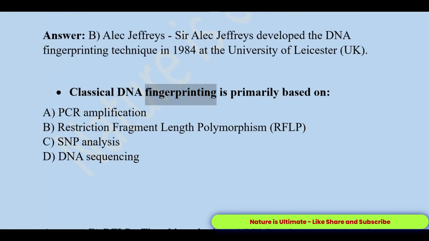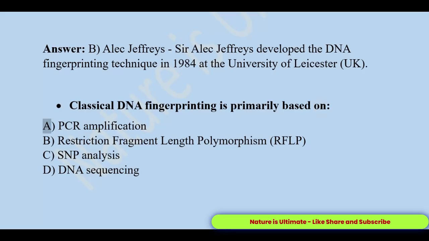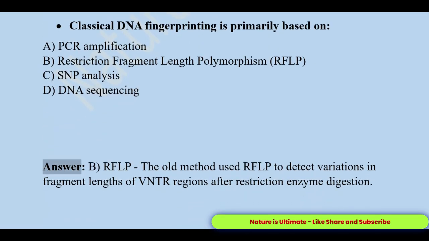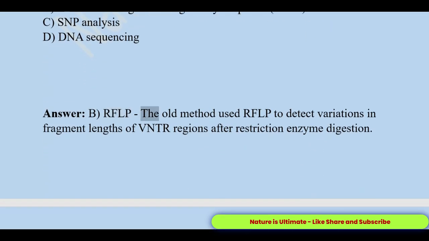Classical DNA fingerprinting is primarily based on A. PCR amplification, B. Restriction fragment length polymorphism, RFLP, C. SNP analysis, D. DNA sequencing. Answer: B. RFLP. The old method used RFLP to detect variations in fragment lengths of VNTR regions after restriction enzyme digestion.